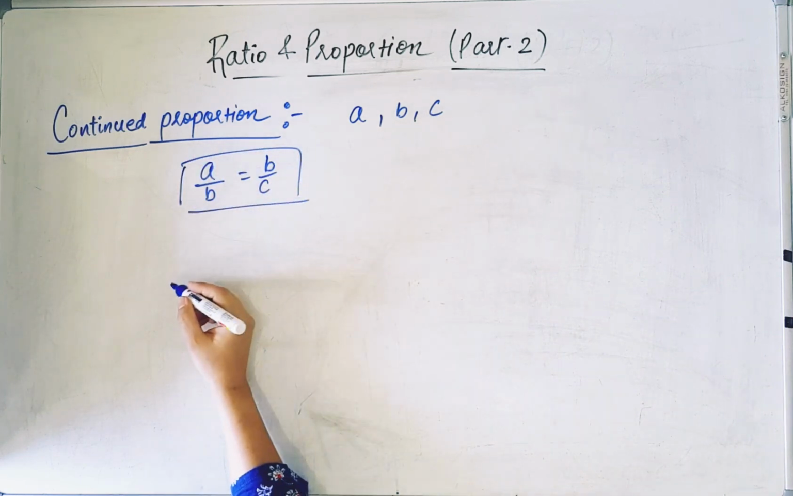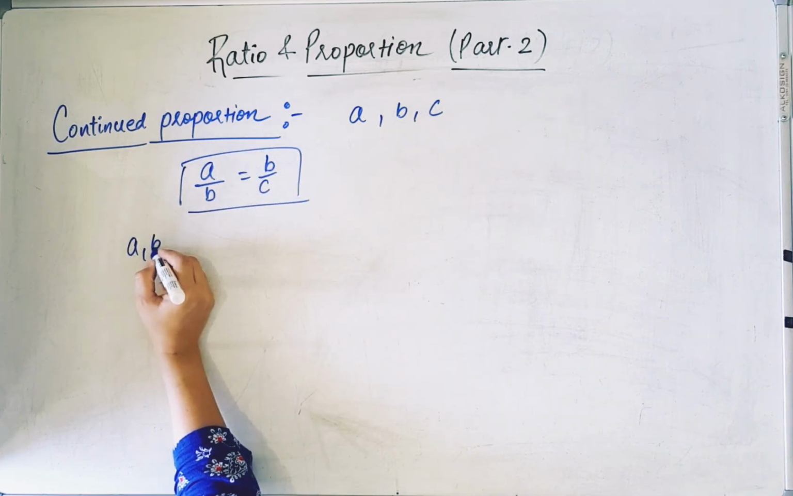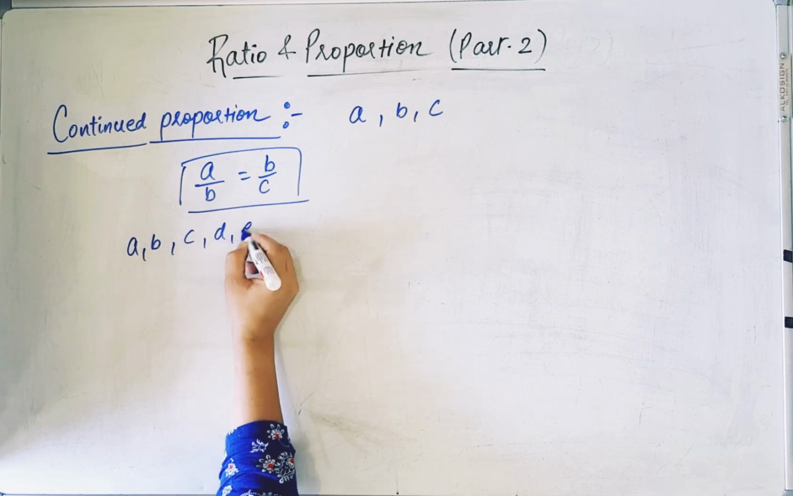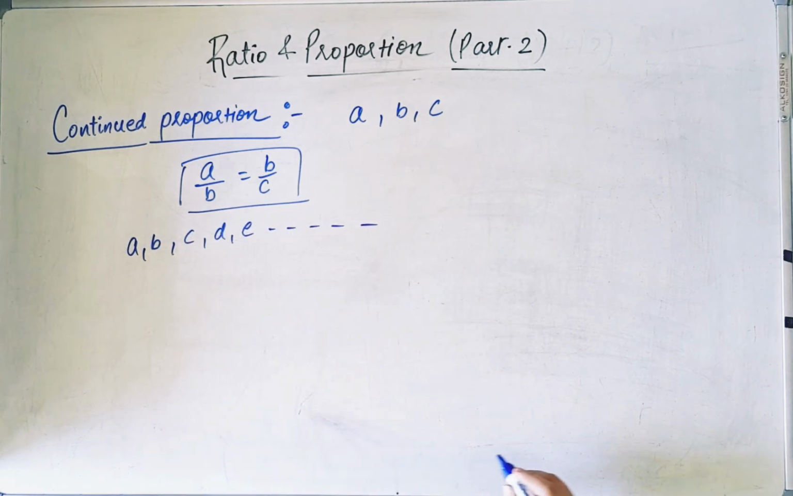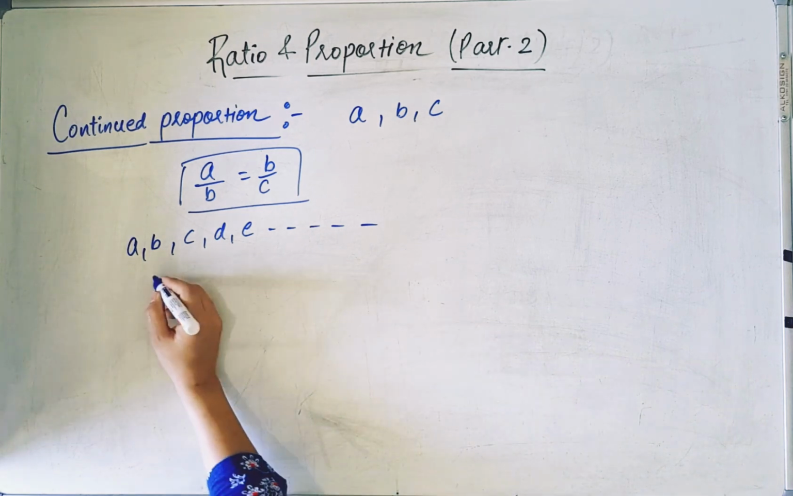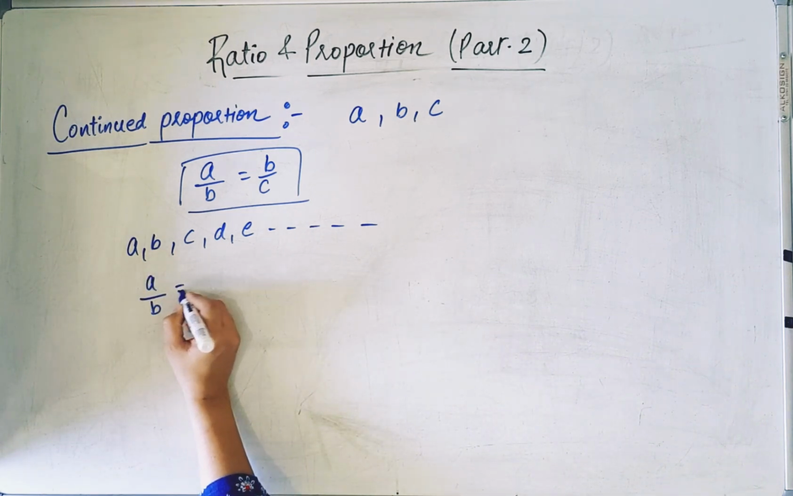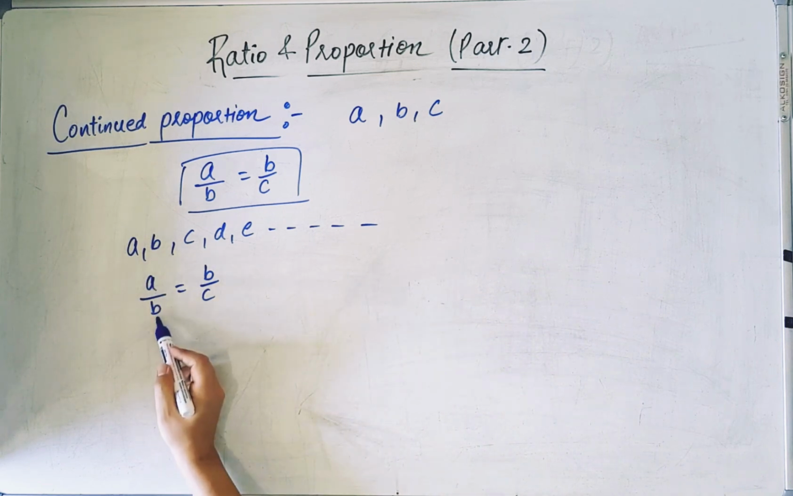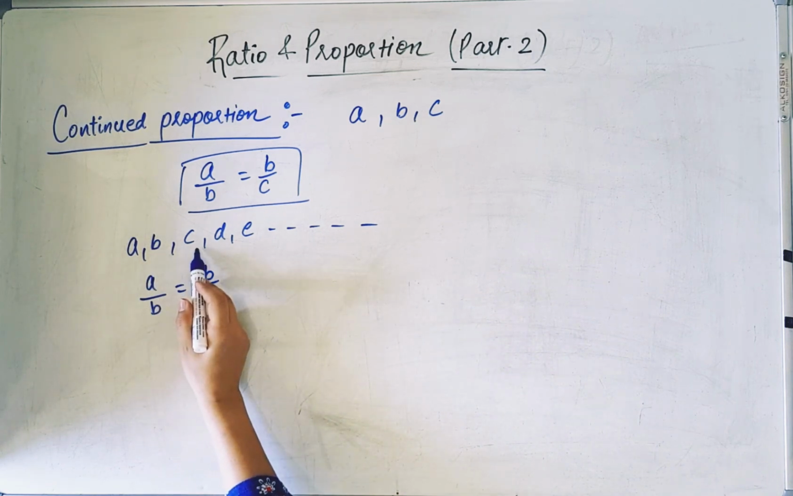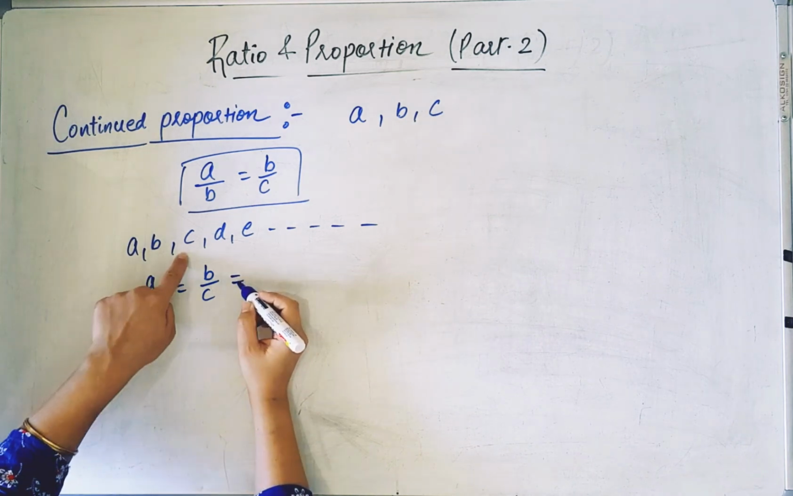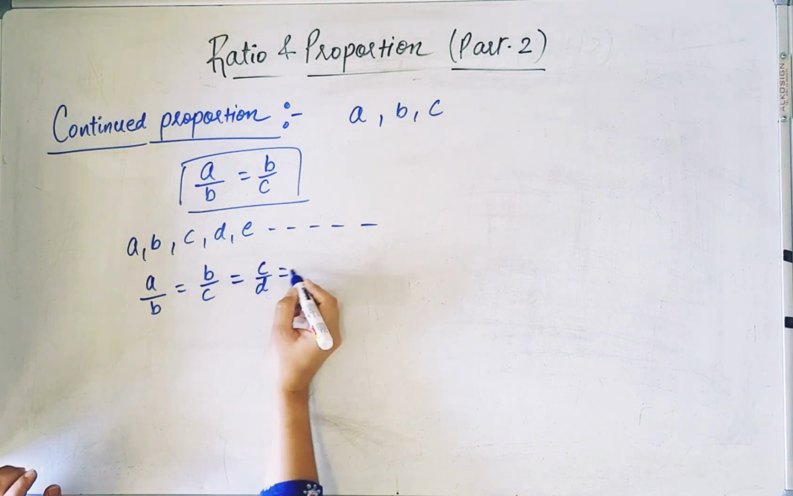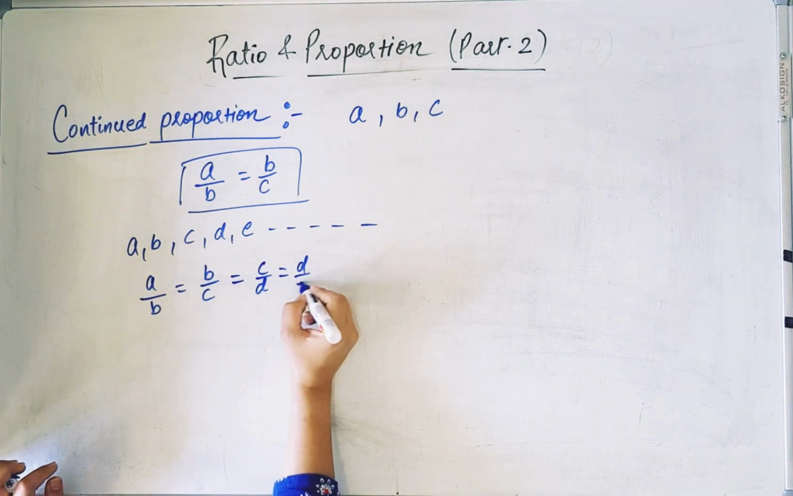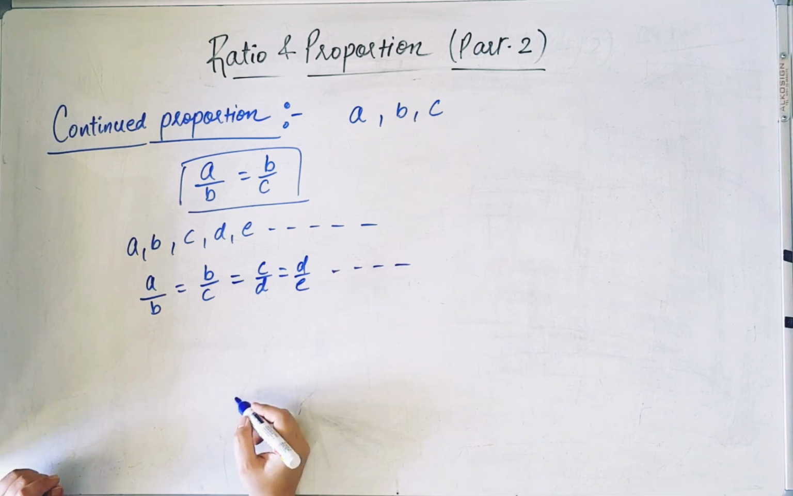Or we can say A by B is equal to B by C. Similarly, if we have quantities A, B, C, D, E and so on, if they are in continued proportion, then A by B equals B by C. That means the ratio of first to second is equal to second to third, is equal to third to fourth, which is equal to the fourth to fifth ratio and so on.